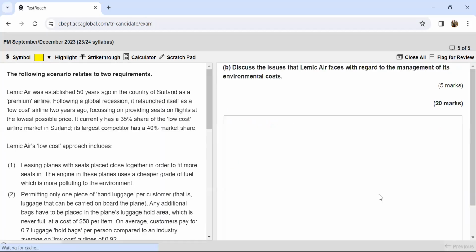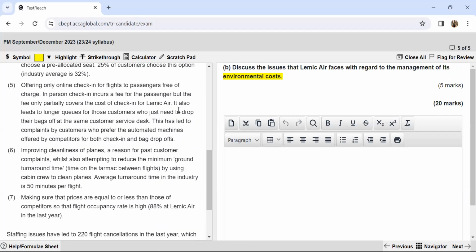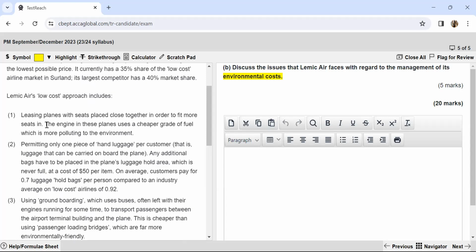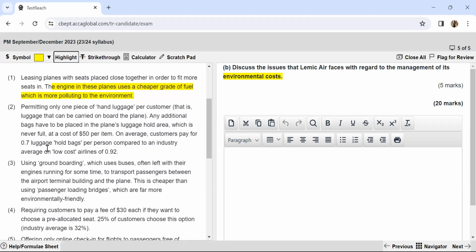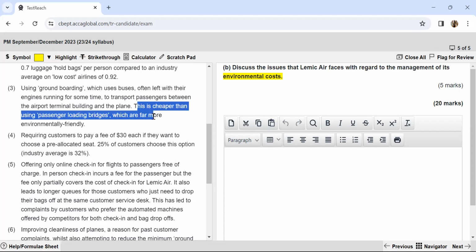The second requirement is of 5 marks, and what it is asking of us is that it wants us to discuss the issues that Lemic Air is facing with regard to the management of the environmental costs. So we had highlighted some points over here: first of all, they are using a cheaper grade of fuel. Then they are also using ground boarding, which is less environmentally friendly than the loading bridges. So these are the problems.